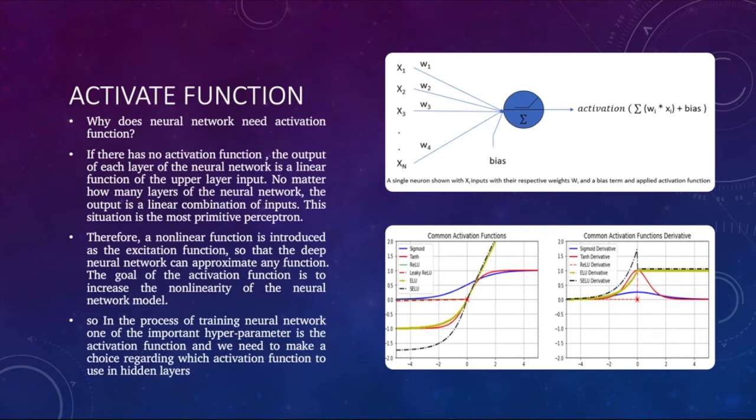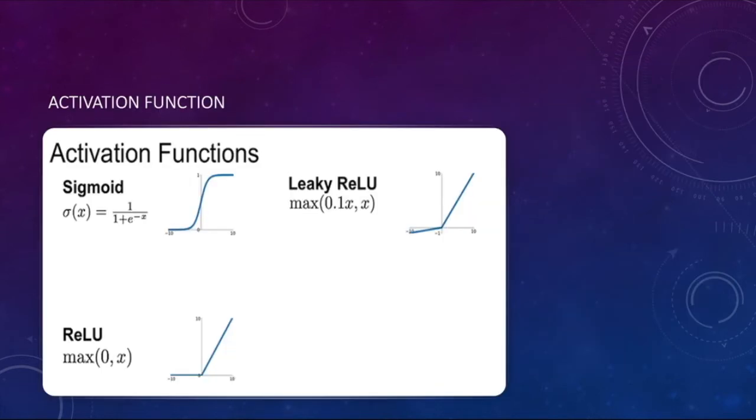Therefore, a nonlinear function is introduced as the excitation function, so that the deep neural network can approximate any function. The goal of the activation function is to increase the nonlinearity of the neural network model. So in the process of training a neural network, one of the important hyperparameters is the activation function, and we need to make a choice regarding which activation function to use in hidden layers. And then I will introduce some common activation functions.